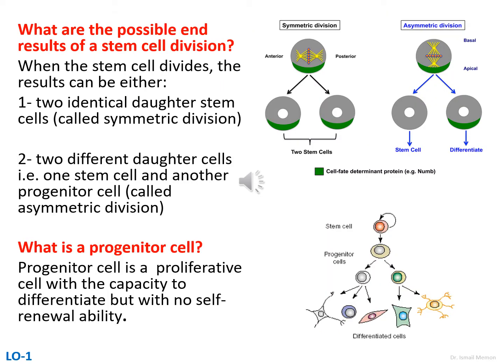What are the possible end results of a stem cell division? They can either divide into identical daughter cells, which is called symmetric division, or they can divide into two different types of daughter cell, one being the stem cell and another being the progenitor cell, called asymmetric division. So this progenitor cell is a proliferative cell that is capable of differentiating, but it has no self-renewal ability. Right? You can see in the diagram, this progenitor cell can give rise to a variety of cell lines.